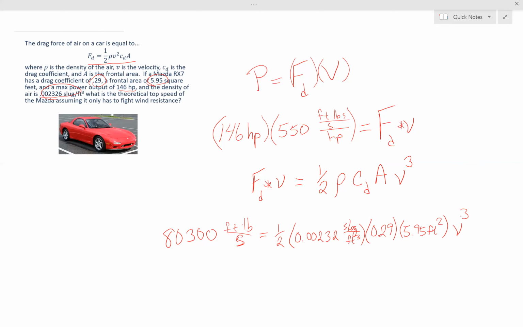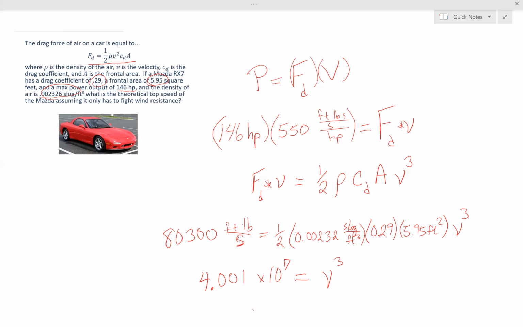If we divide through by the 1/2, the 0.002326, the 0.29, and the 5.95, what we find is we get a value that is approximately equal to 4.001 times 10 to the 7th. That is equivalent to our velocity cubed. Now, as you work your way through this, you'll find that the units come in as being feet cubed per second cubed.